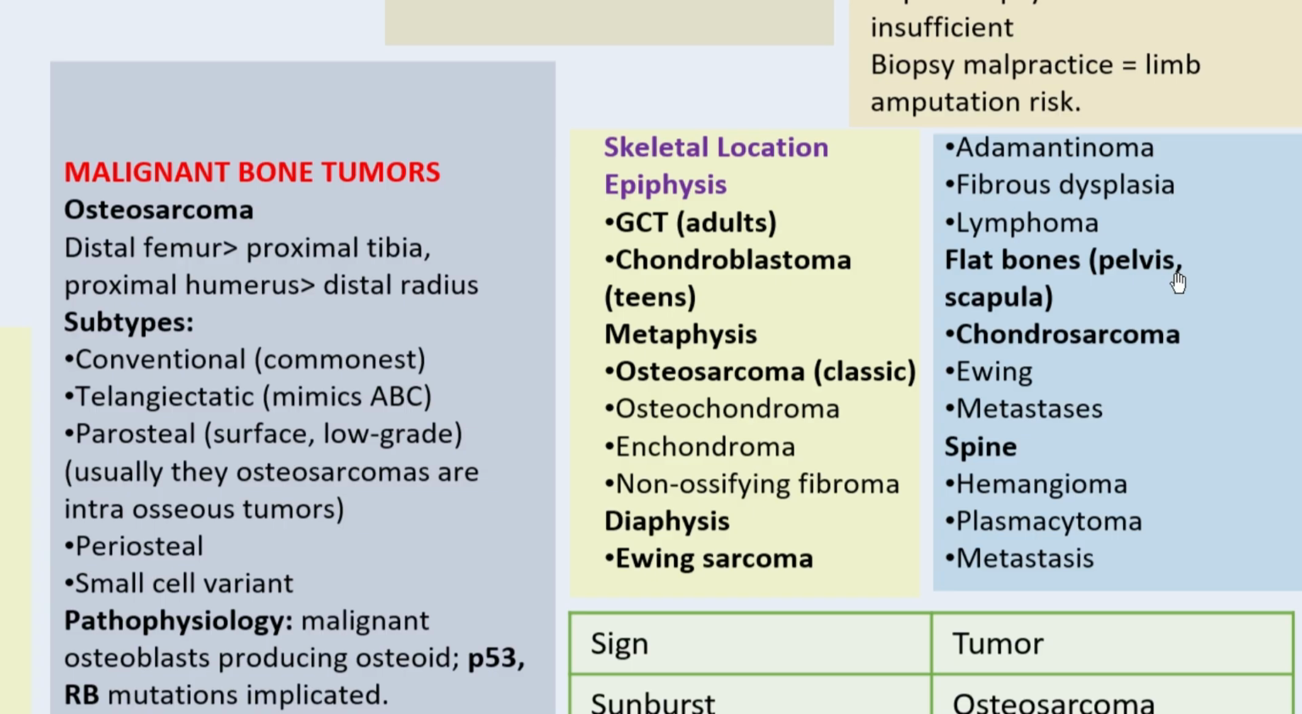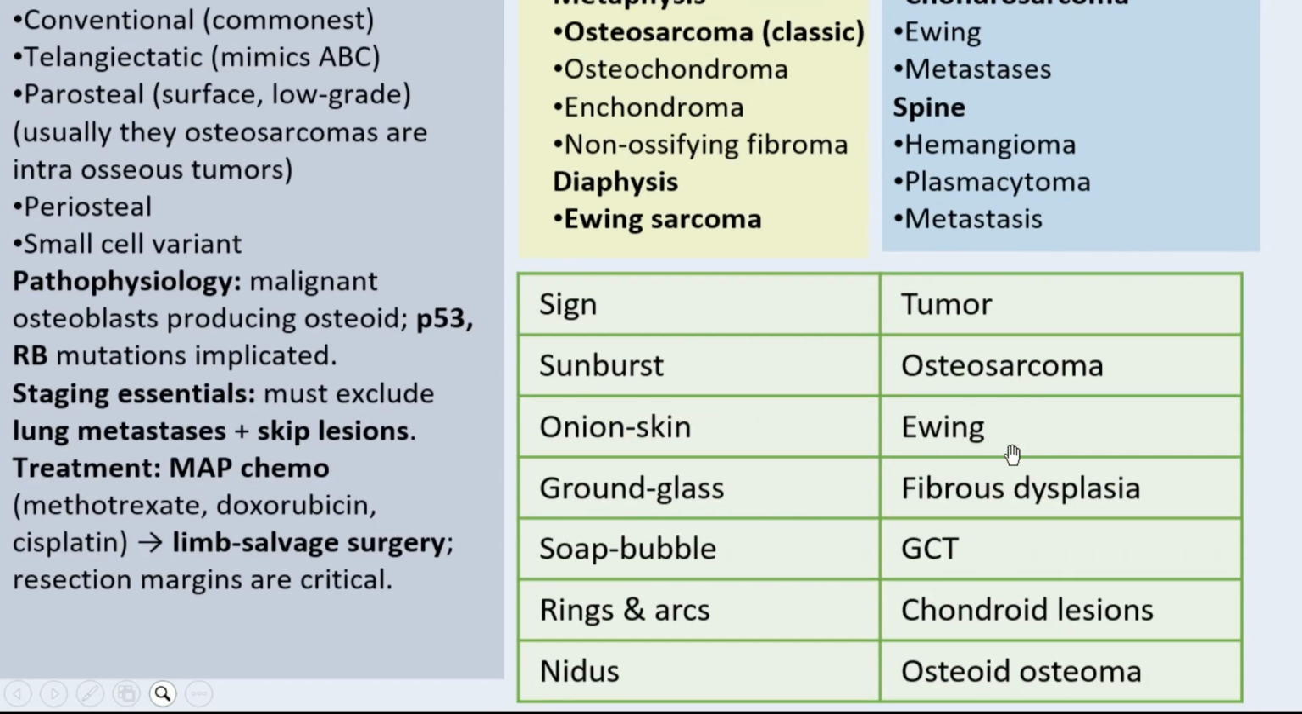Then if it's in the spine, think about hemangioma, think about a plasmacytoma, and think about metastasis. Remember, the benign tumor that likes the spine is the osteoblastoma. Then when you see these signs on examinations or on your x-ray, if it's the sunburst, think about osteosarcoma. Onion skin, think about Ewing sarcoma.